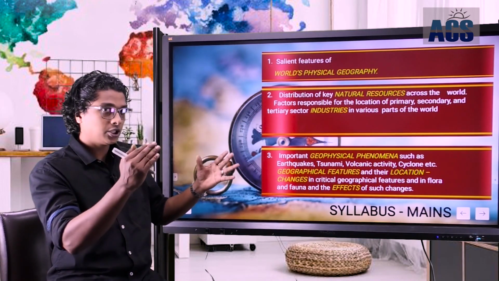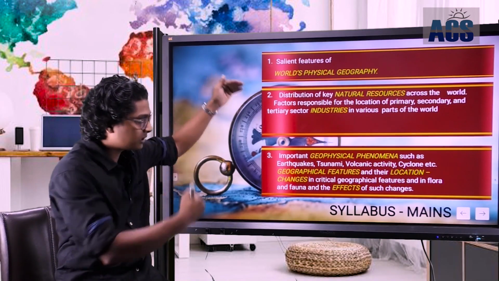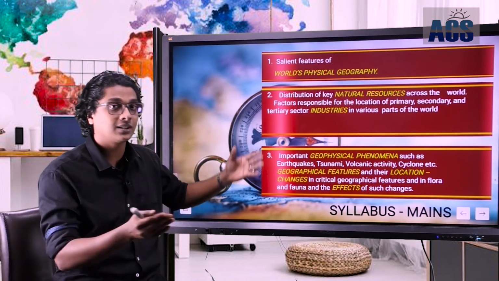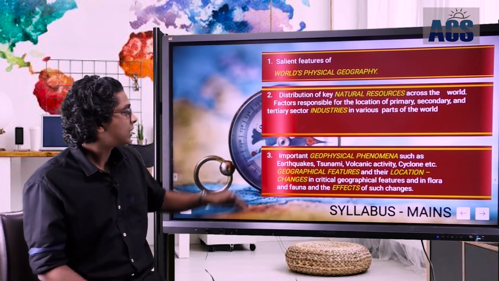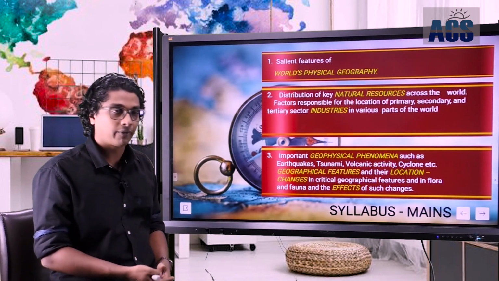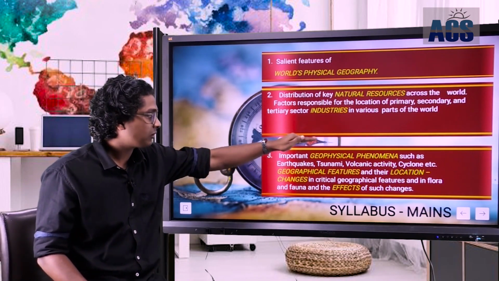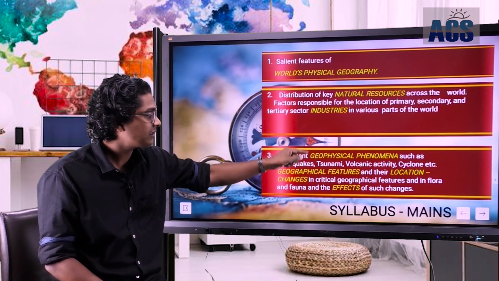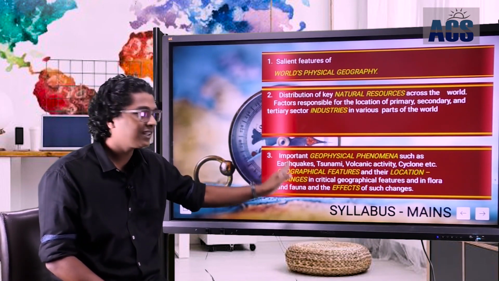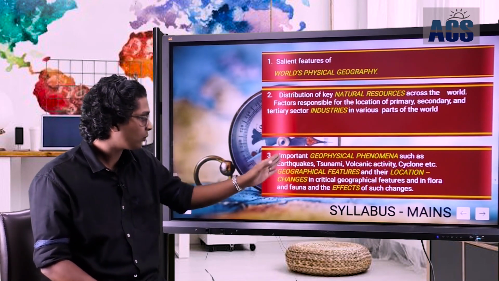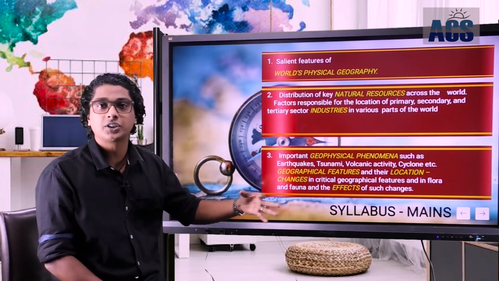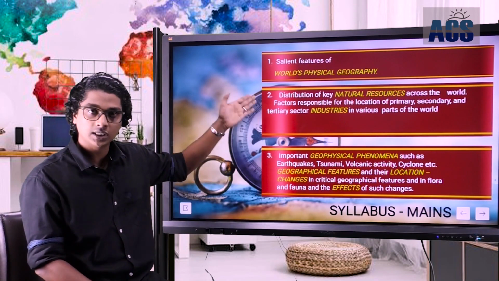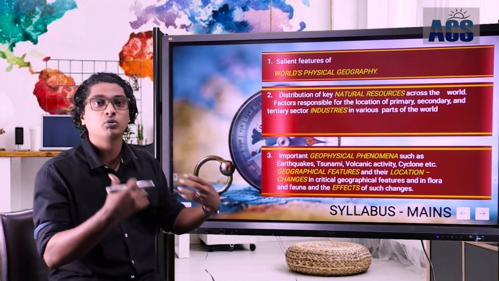So in our sessions, we'll try to cover this syllabus in a detailed way so that it will be beneficial both for your prelims as well as for your mains. Okay, so coming to the third module of geography, as you have seen, it's geophysical phenomena. The next one: geographical features and their location, changes in critical geographical features and in flora and fauna, and the effects of such changes. So basically it's about geographical features, their location, their changes and the effect of those changes.